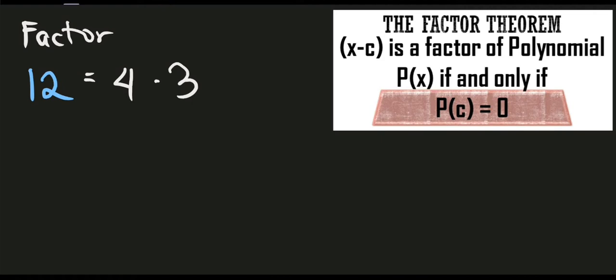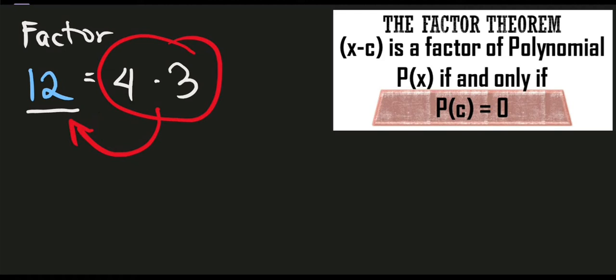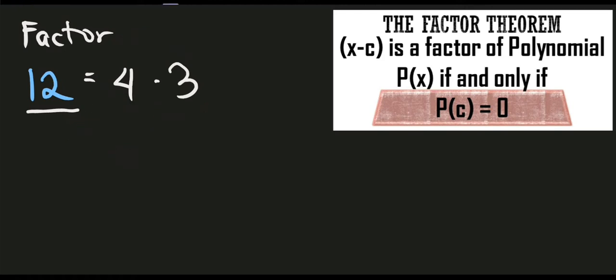So, let's try. If we use 4, we divide 12 by 4, and the answer is 3. Since the answer is 3 with no remainder, automatically 4 is a factor. Next, let's try 3. 12 divided by 3, the answer is 4. With no remainder again, therefore, obviously 4 and 3 are factors of 12. So, these two numbers are factors of 12. That is the concept of a factor for numbers.